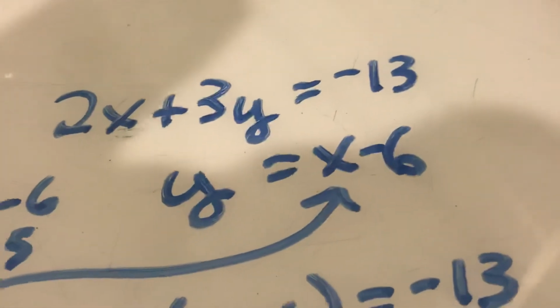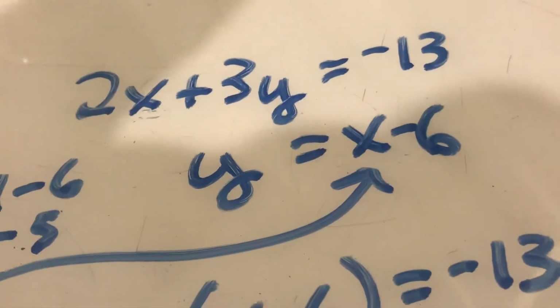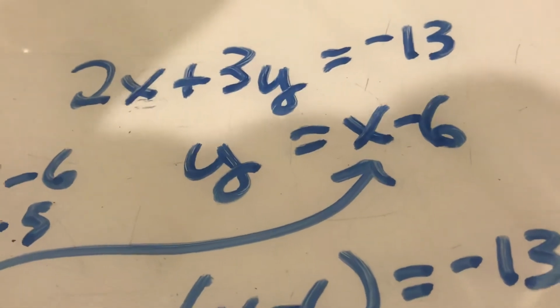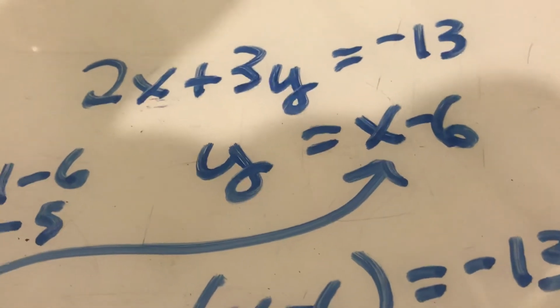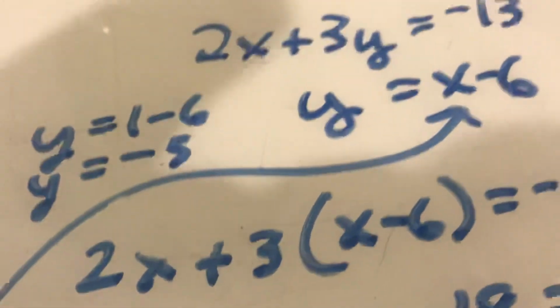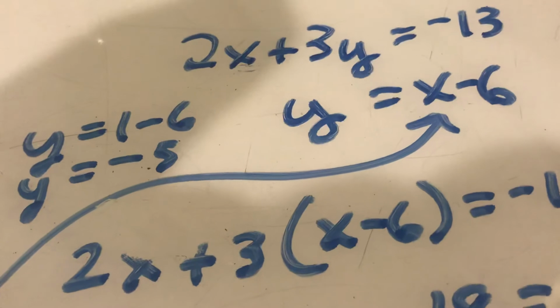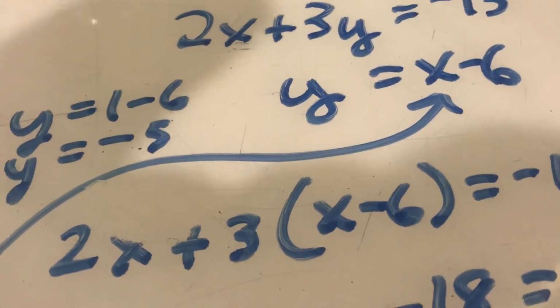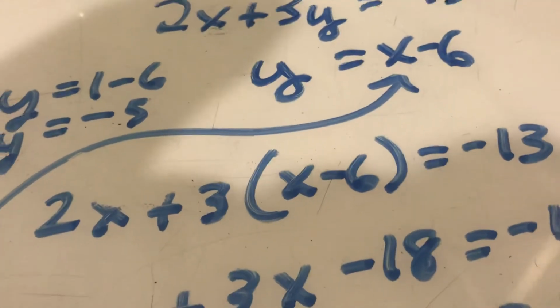So they tell you that 2x plus 3y equals negative 13, and y equals x minus 6. So this time we're substituting for the y instead of the x. So when I substitute, remember to use parentheses. So I get 2x plus 3. Now instead of the y, I write x minus 6 equals negative 13.